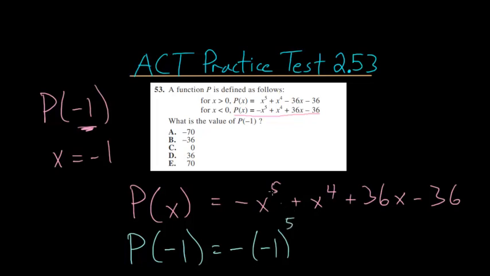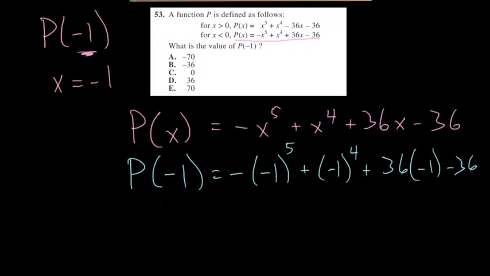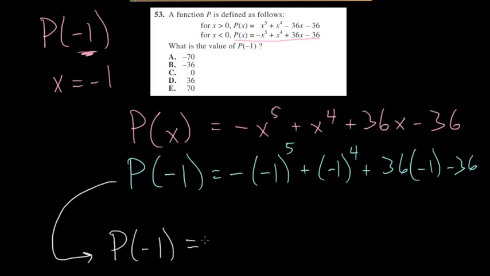So we have negative 1 to the 5th power plus, here we have it, negative 1 to the 4th power. Then we have plus 36 times negative 1 and minus 36. So at this point, we just have to simplify and evaluate. So our p of negative 1 is equal to this minus negative 1 to the 5th power.